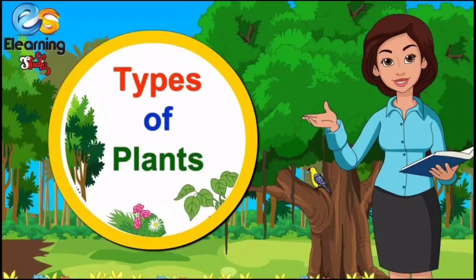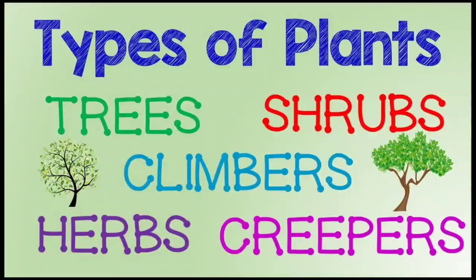Next, we are going to learn the different types of plants. There are different types of plants like trees, shrubs, herbs, climbers, and creepers.